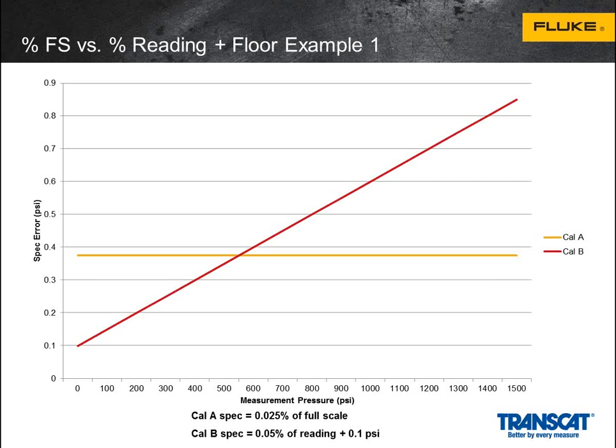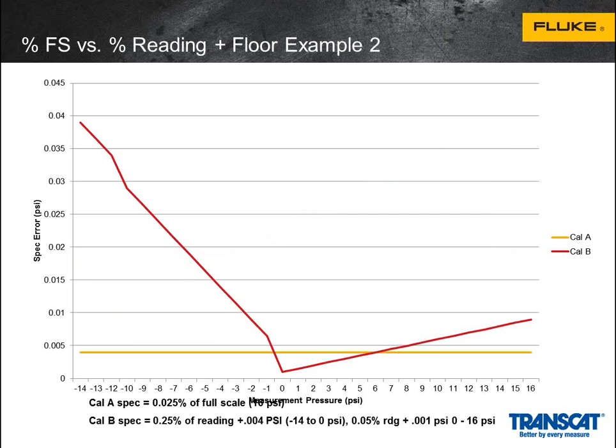This graph is pretty easy to understand and is pretty well defined, but as I show you in the next graph, which is also from the same two calibrators, things get a little stranger when you get into very low pressures and into vacuum. So here are the same two calibrators. Again, calibrator A is percent full scale, it's the yellow line. Calibrator B is percent reading plus floor, which is the red line. Again, the y-axis is a spec error in PSI, and so the lower line is the more accurate line. Right around 0 psi, calibrator B is more accurate. However, over most of the rest of the range, calibrator A is more accurate.